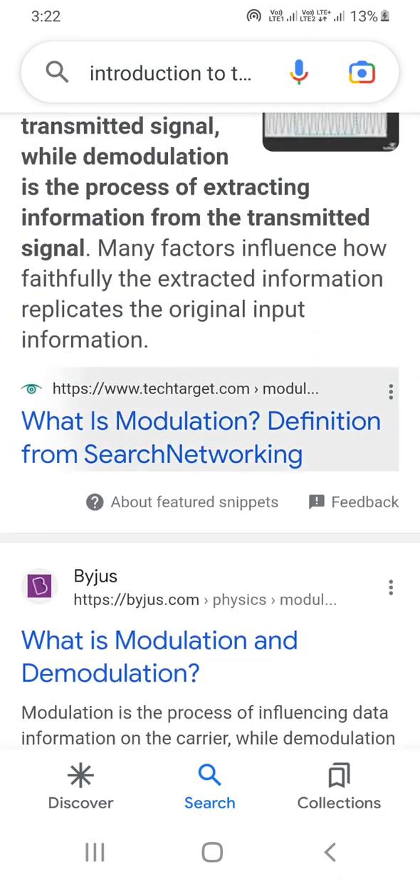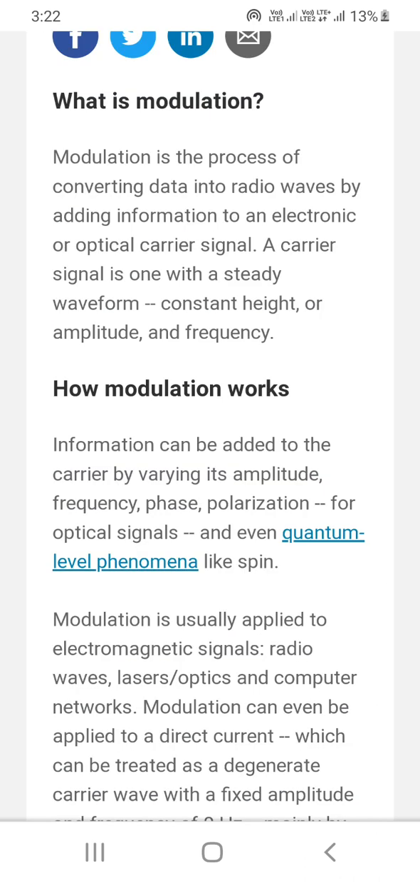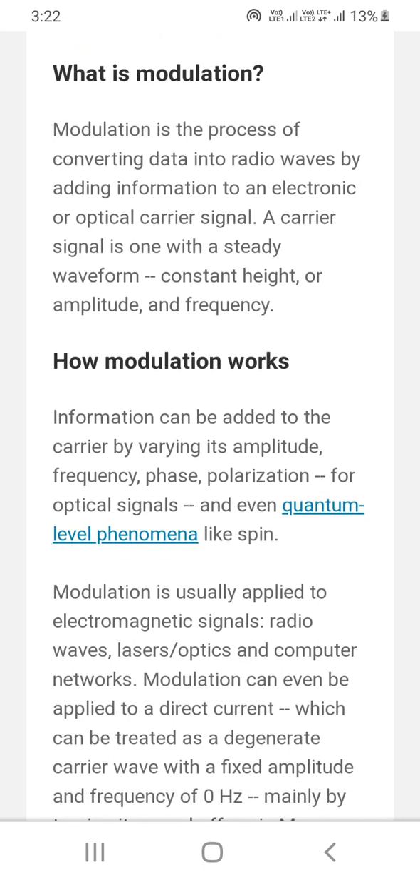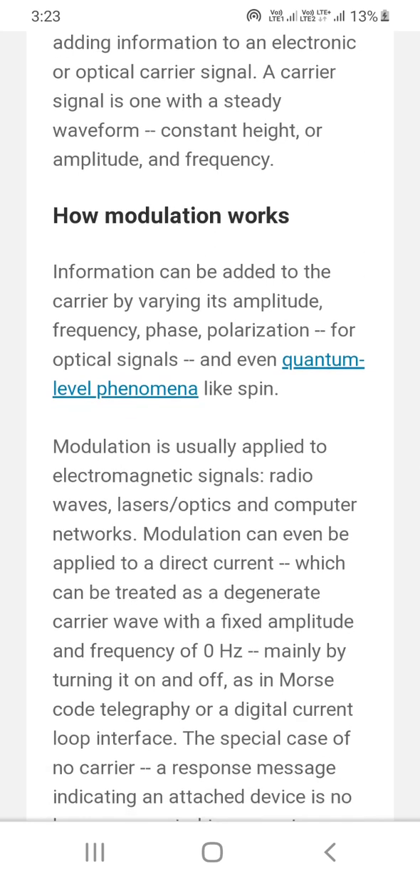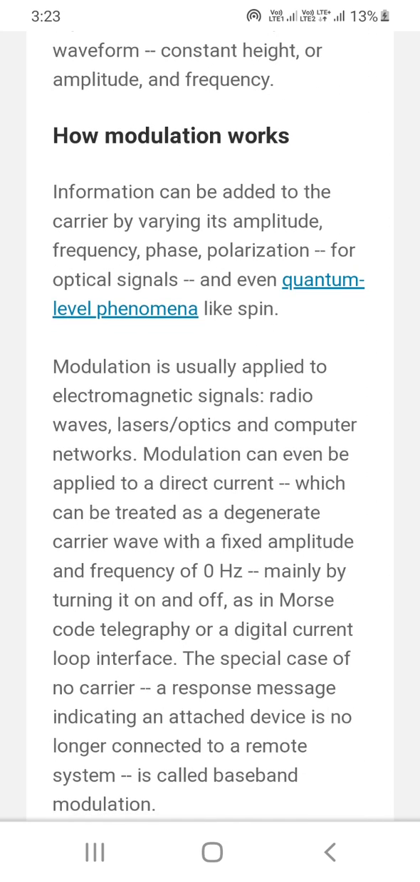Let's get a brief overview of modulation. Modulation is the process of converting data into radio waves by adding information to an electronic or optical carrier signal. A carrier signal is one with a steady waveform, constant amplitude and frequency. How does modulation work? Information can be added to the carrier by varying its amplitude, frequency, phase, polarization for the optical signal, and even quantum level phenomena like spin.